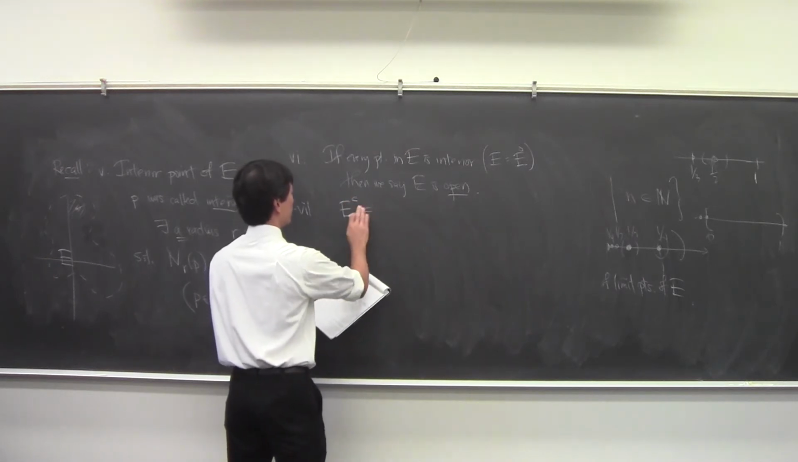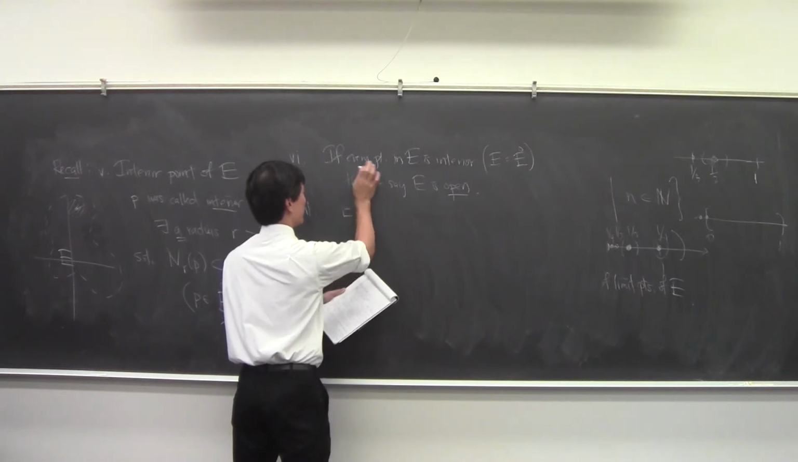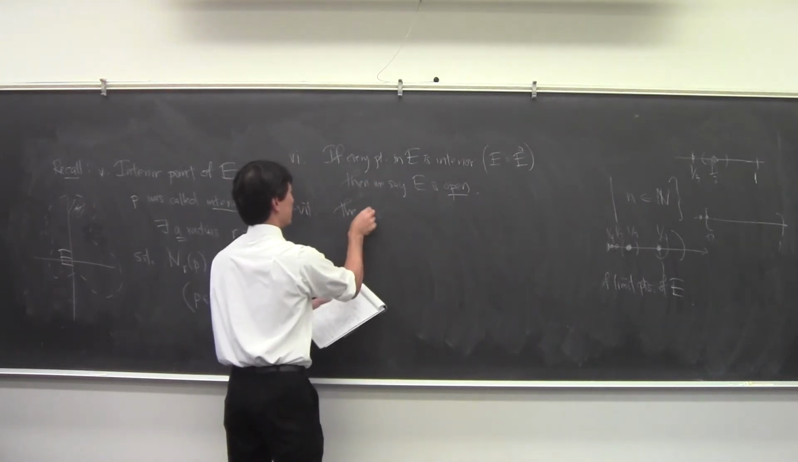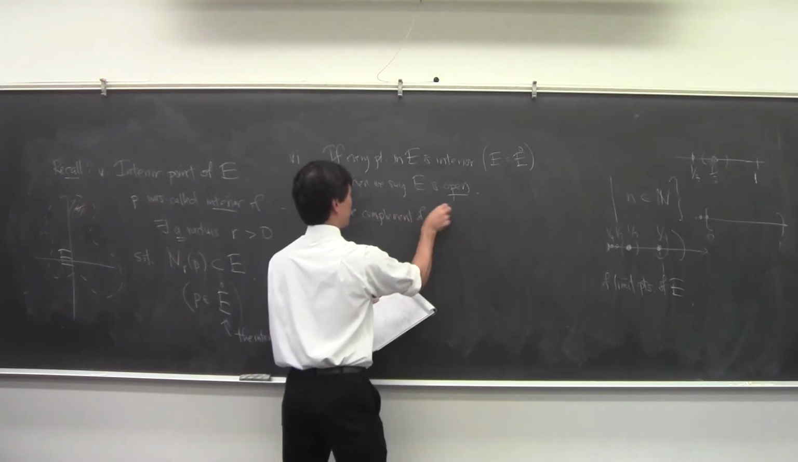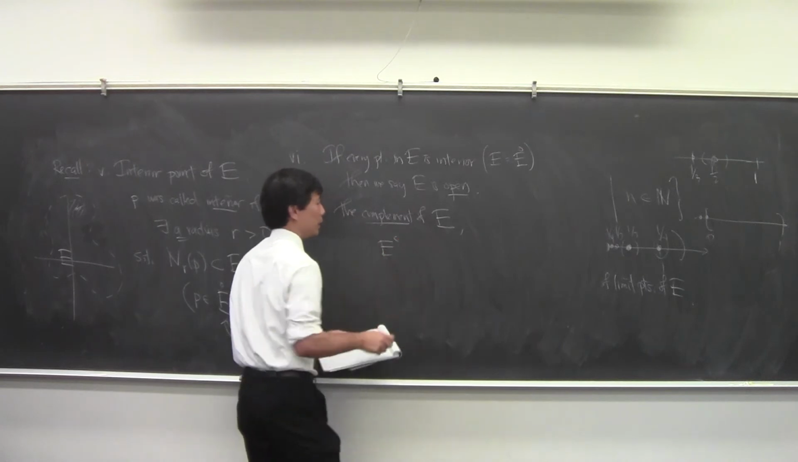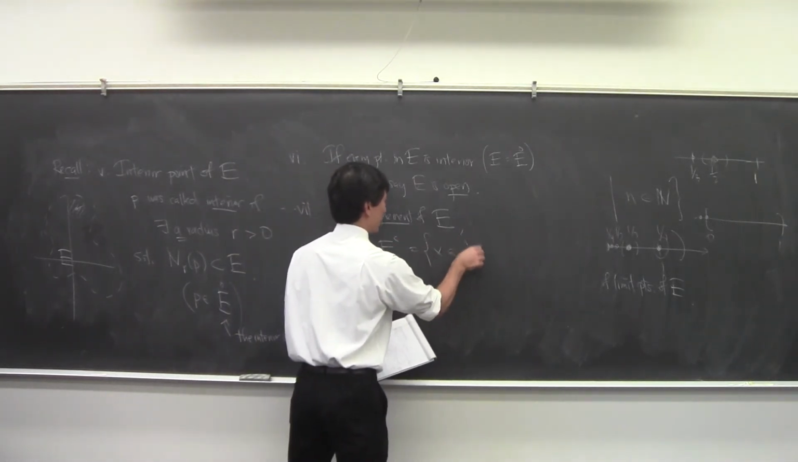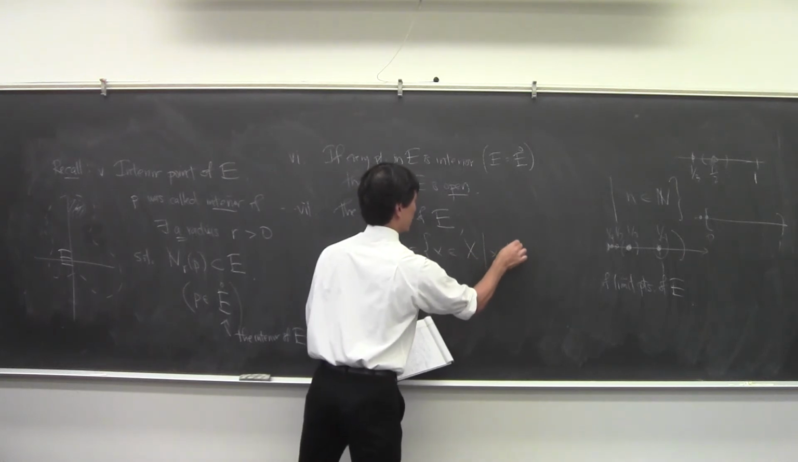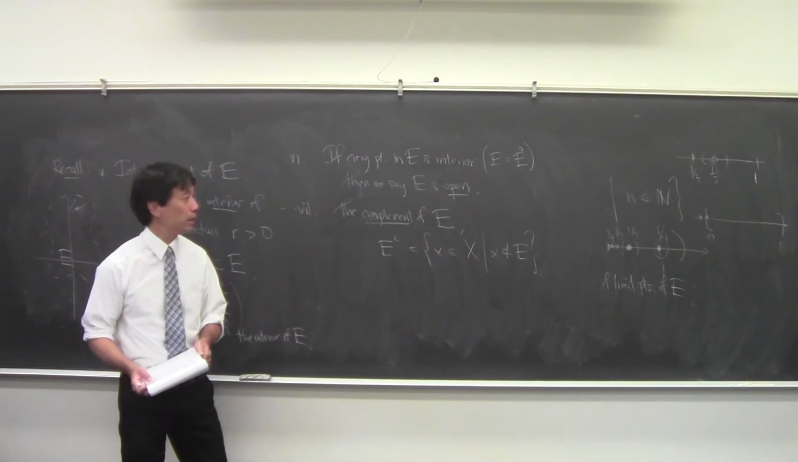The complement of a set. The complement of E, denoted E super C, is defined as everybody in the space that's not in E.